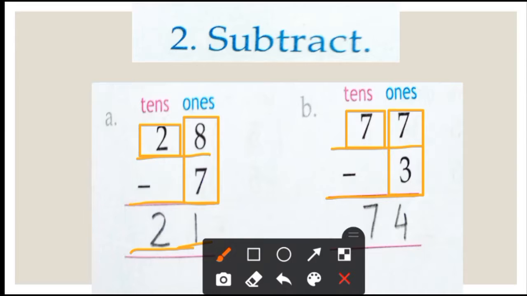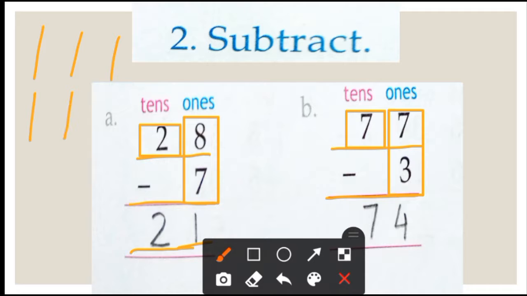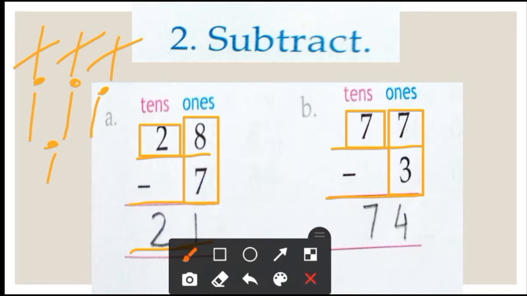For this question we will draw 7 lines. Let's start. 1, 2, 3, 4, 5, 6 and 7. Now students, here we will cut 3 lines from the 7 lines. Let's start. 1, 2 and 3. Let's count our remaining lines. 1, 2, 3 and 4. It means 7 minus 3 is 4.